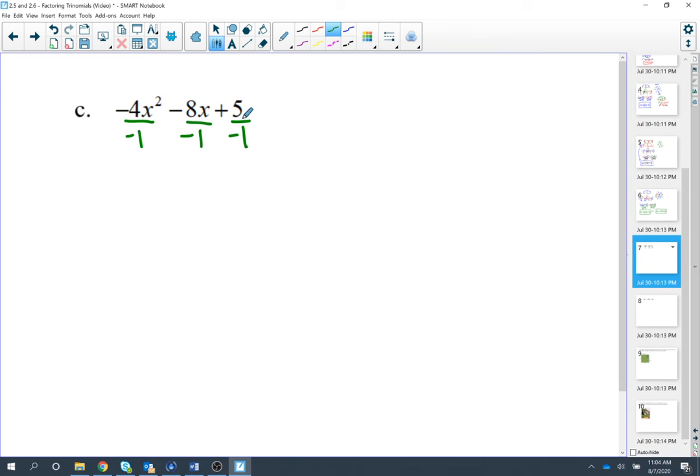Now again, some teachers might argue with me about this because yes, you can do it with the negative, but I don't want you doing that. So for the sake of our class, you take out that negative. So negative 1, which is going to make it a positive 4x squared, a positive 8x, and a negative 5. Okay, so now the leading coefficient is positive, and there still is no GCF. So we go from there.